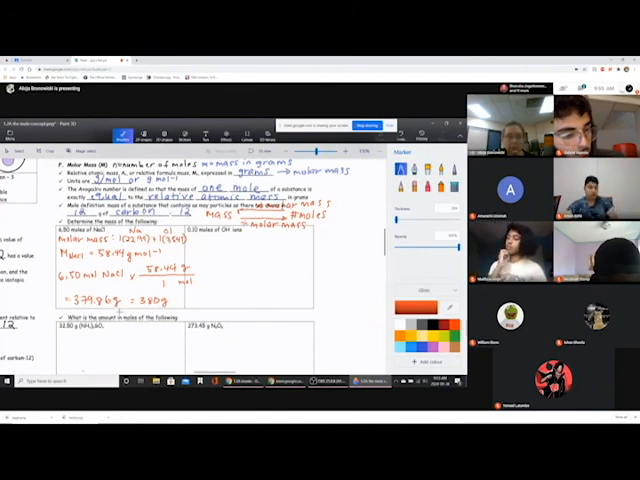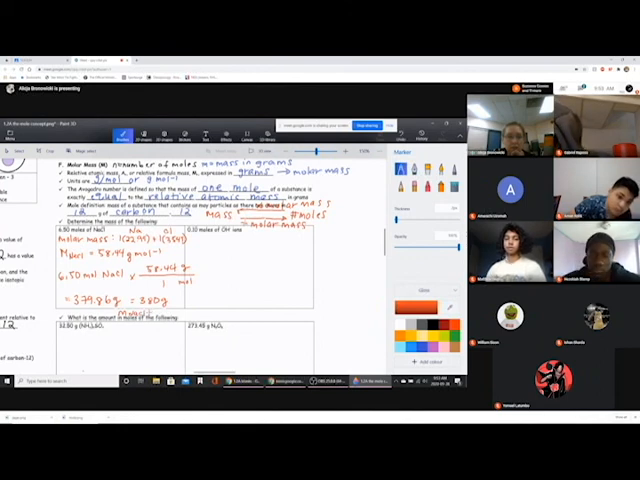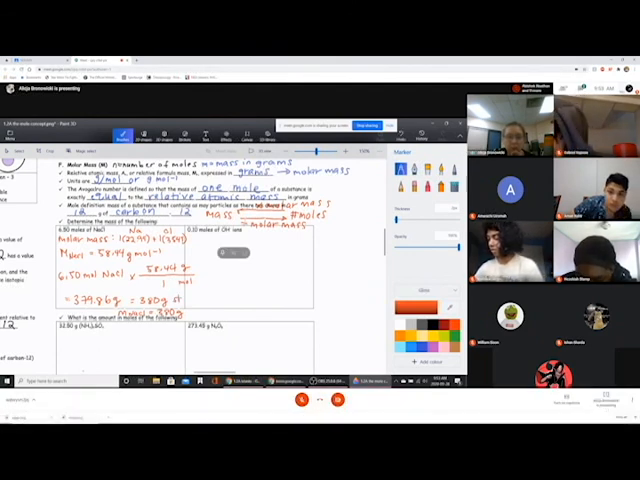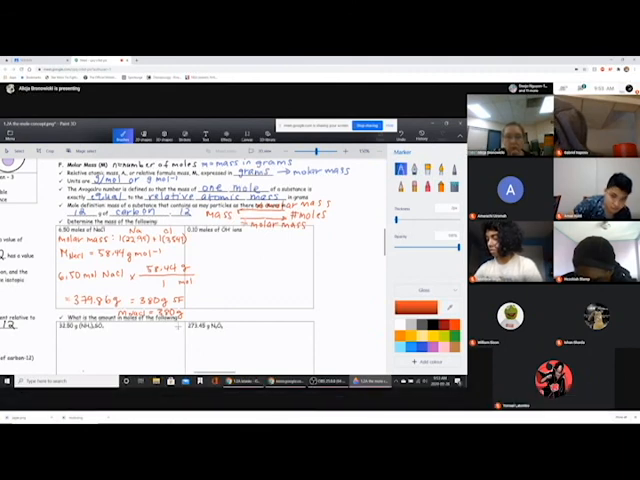You can write little m because it's mass, NaCl, 380 grams. And typically with questions like this, you don't have to do this, but I would put that's the significant figures one.